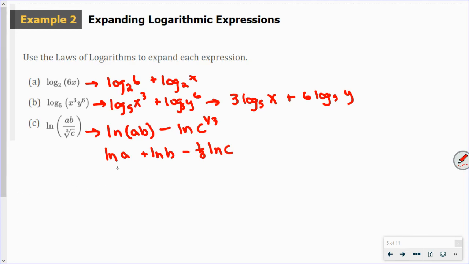Some things that may reduce would be like if I got down to an ln E, or if I got down to something like log base 2 of 4. Okay, this ln E would reduce to 1. Log base 2 of 4 would reduce to 2 because 2 squared is 4. So those are the kind of things you're looking at in order to reduce.